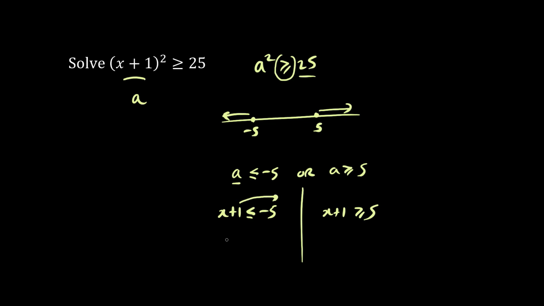Subtracting 1 from both sides, we have x is less than or equal to negative 5 minus 1, which is negative 6, or we have x is greater than or equal to 5 minus 1, which is 4.